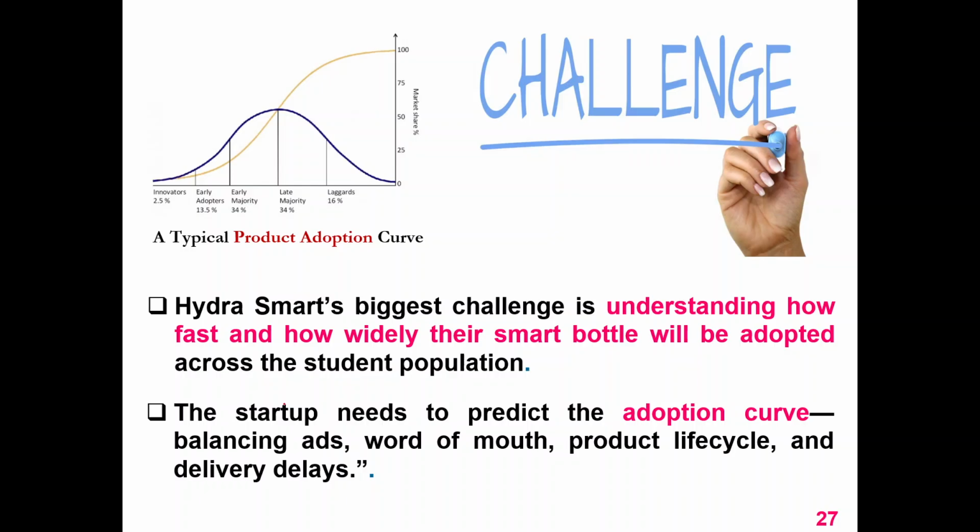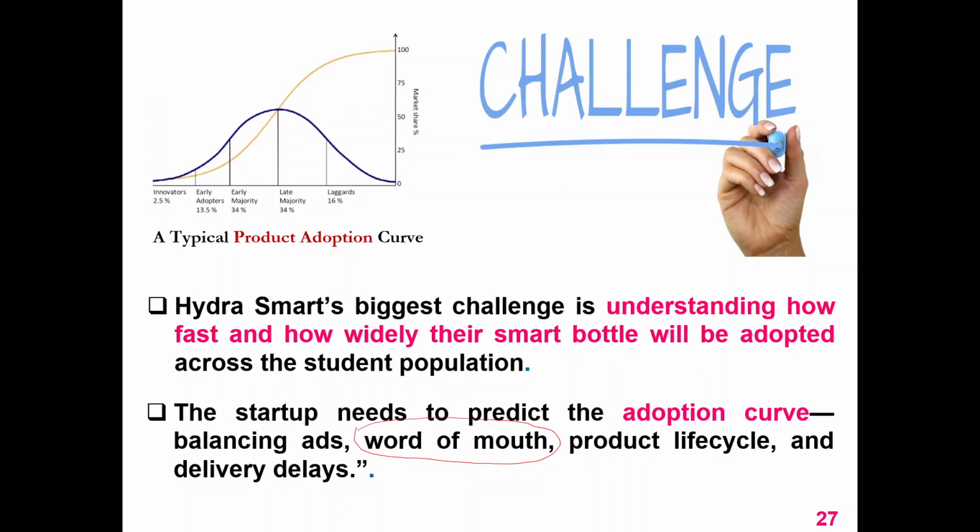Among all of these things mentioned here, word of mouth basically can't be controlled, while other things like advertisements, life cycle, and delivery days are things that can be controlled by the company. And by varying these parameters, the company might want to predict how the product will be adopted by the users. So this is the whole setting of the problem.